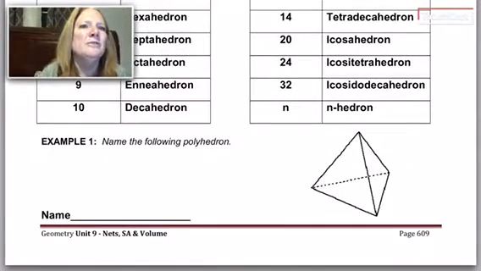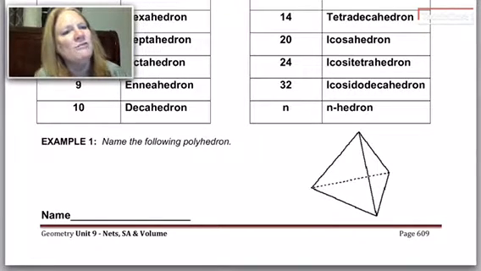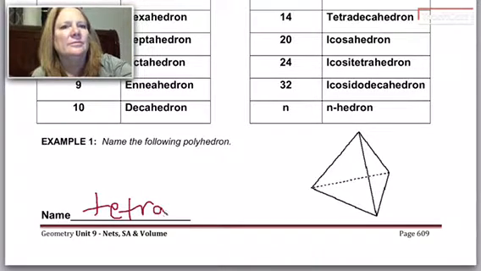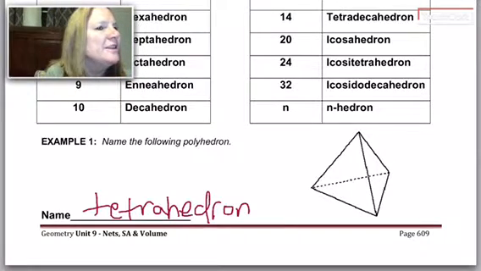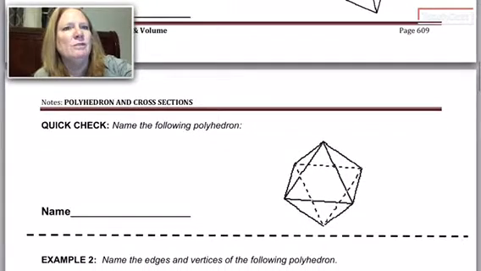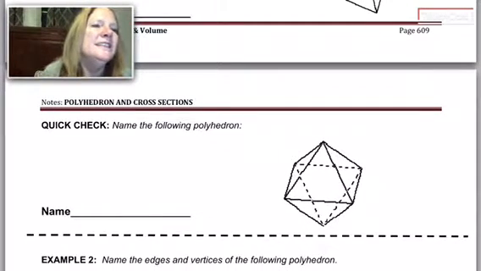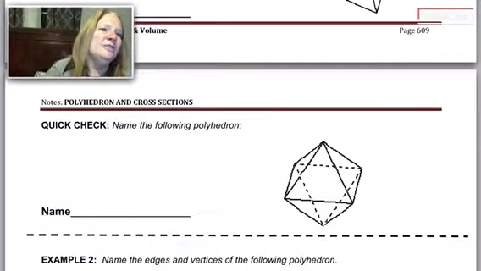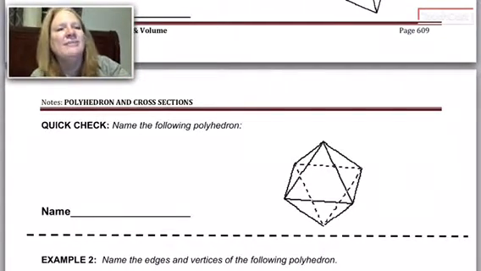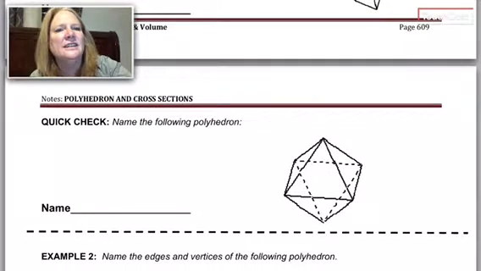So, name the following polyhedron. Well, it has 4 faces, so this is a tetrahedron. There's also another name for this. We haven't talked about this one yet, but this would also be a triangular pyramid. Okay, so we want to name the following polyhedron. You need to count the number of faces. If you can kind of see, it's like 2 pyramids stacked together that have 4 sides. So this has 8 faces, so this is an octahedron.